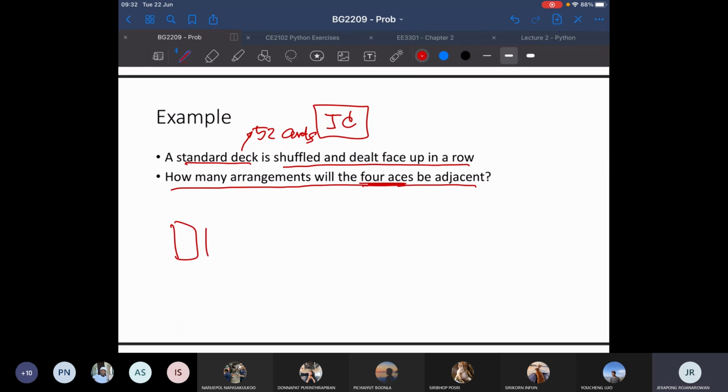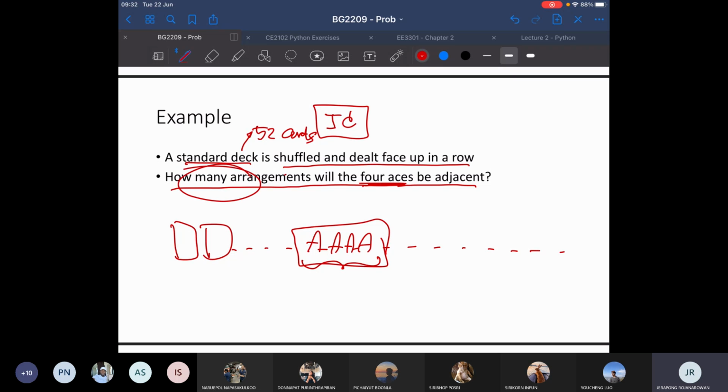You open one by one, right? And then I want to know that what is the probability that the 4 aces will be together. Yes. Probability. Oh, not probability. How many ways?